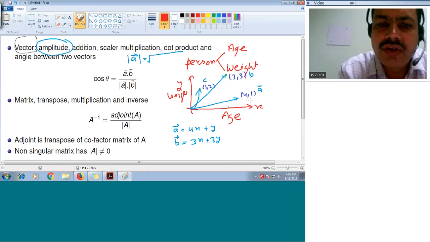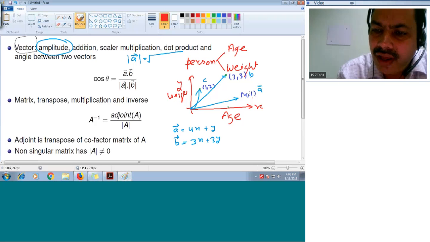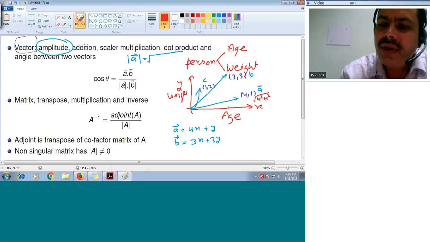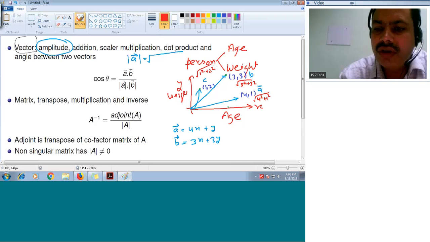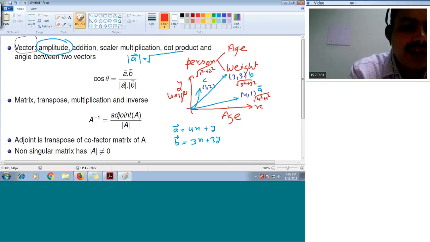The amplitude is going to be, say for A, the square root of 4 squared plus 1 squared. For B, the amplitude is the square root of 3 squared plus 3 squared. For vector C, it is the square root of 1 squared plus 2 squared. So you can see that in this way you can find out the amplitude of the vectors.